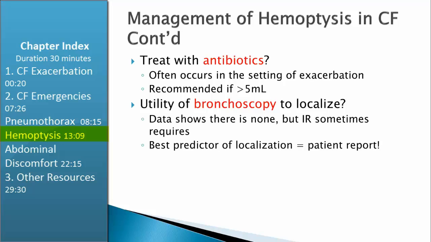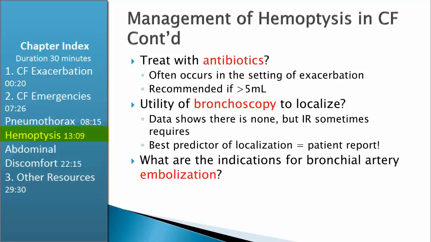What about a bronchoscopy to localize? The data show that there is really no utility to this. Occasionally, IR will like us to bronch the patient to help localize at least to one side, but I think we're getting away from this more. And interestingly, the best predictor of location is not bronchoscopy or CT, it's the patient report. I think this is because by the time you get to a bronch or a CT, there's often spillover into the other lung, and so it's hard to determine where the source is coming from.